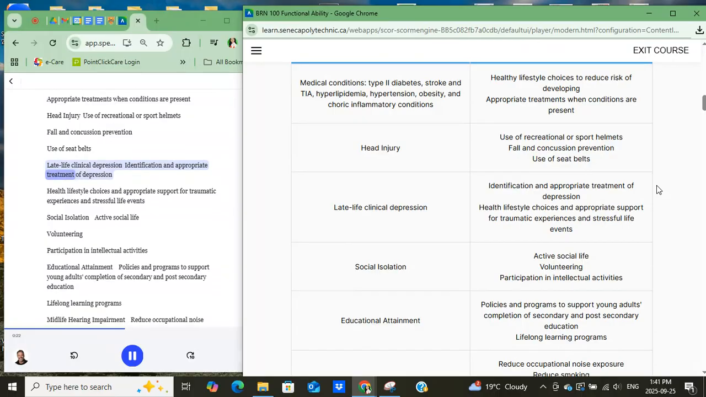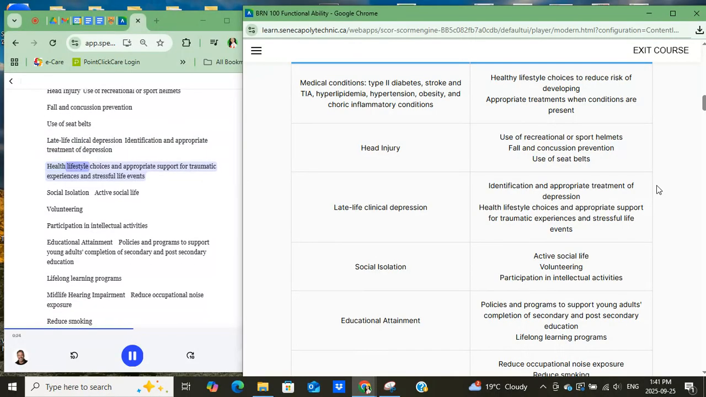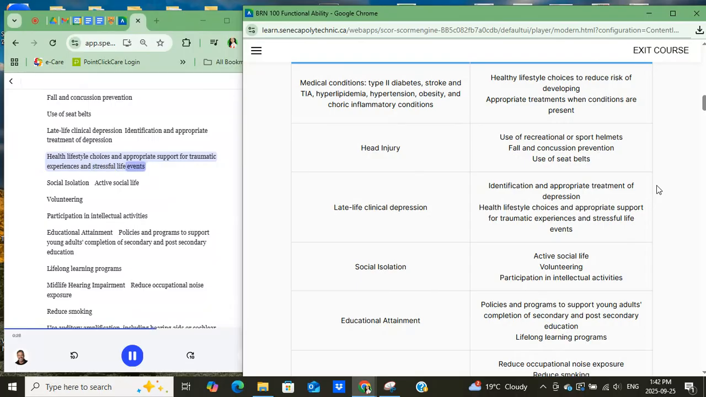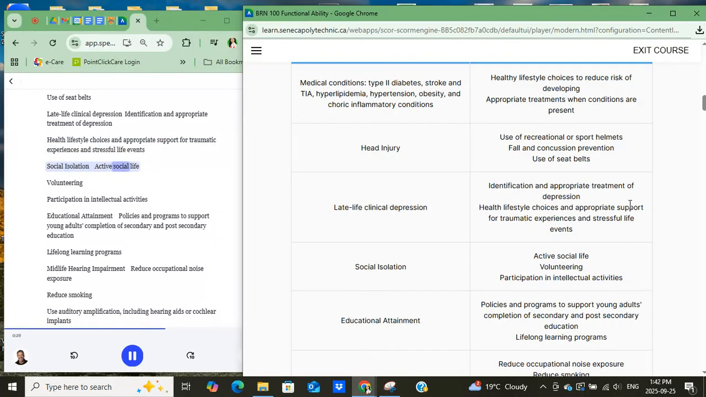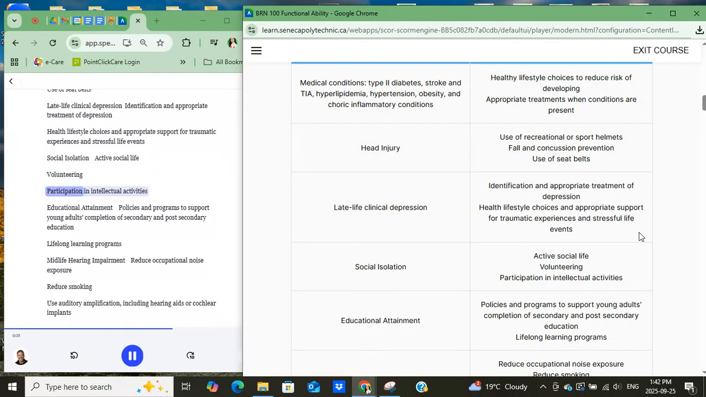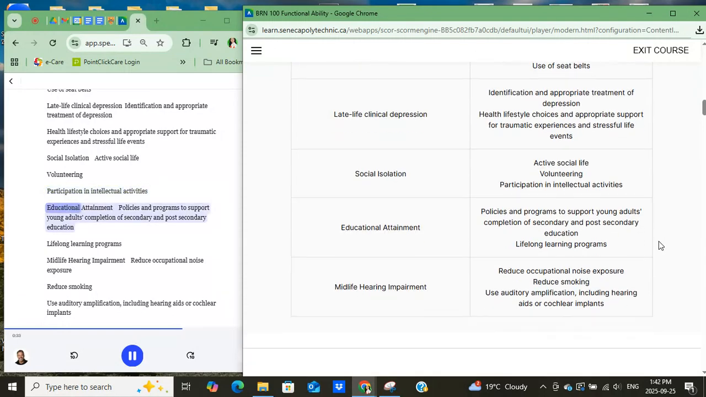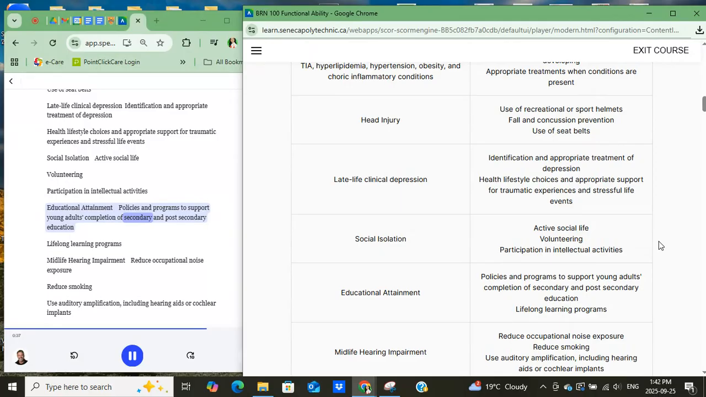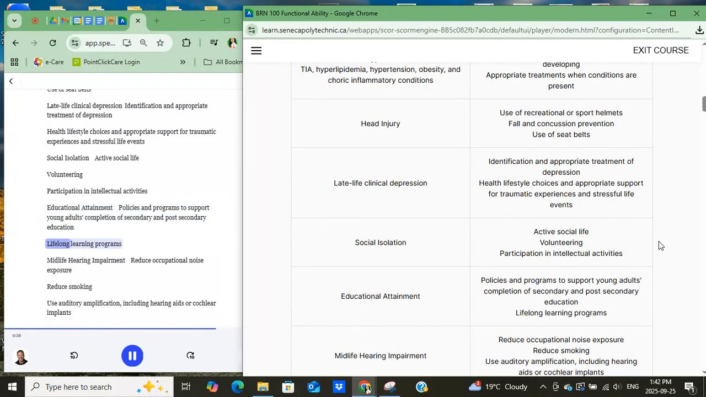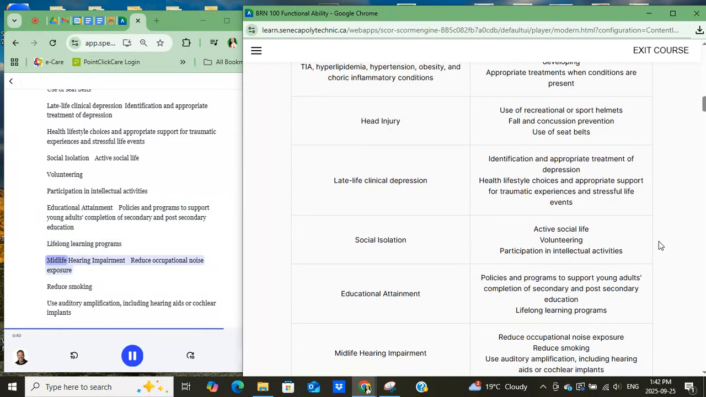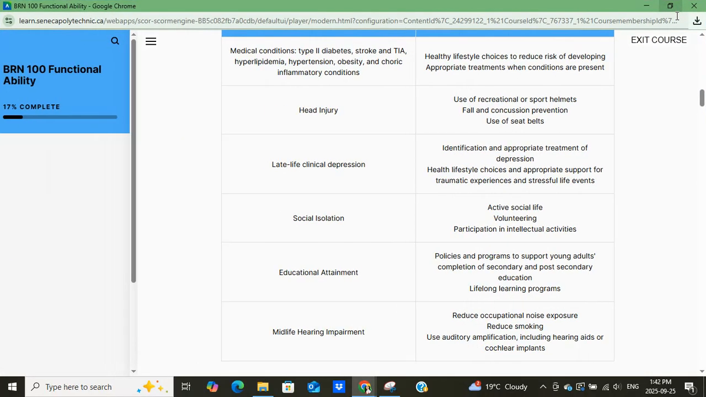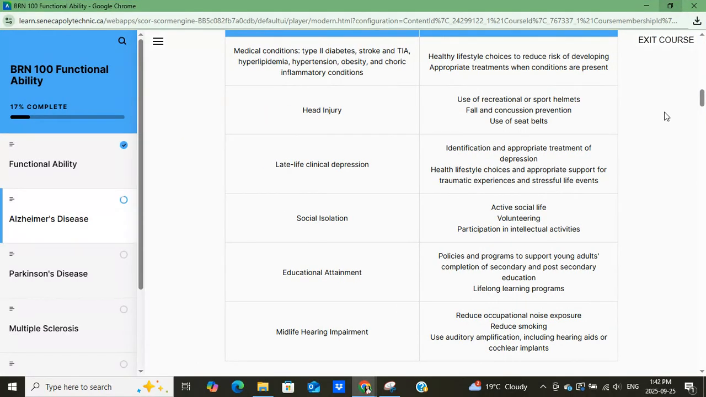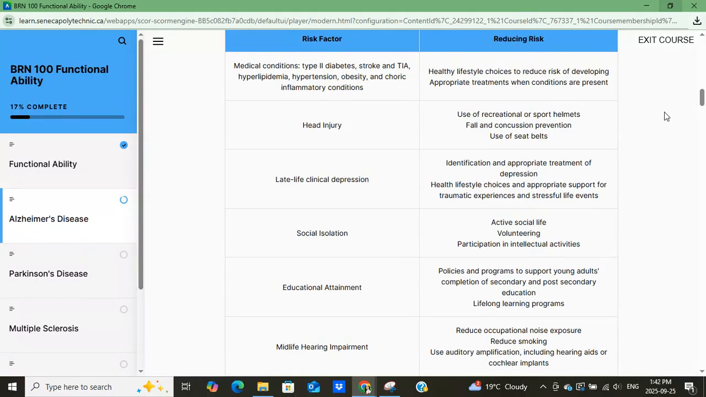Late life clinical depression: identification and appropriate treatment of depression, healthy lifestyle choices and appropriate support for traumatic experiences and stressful life events. Social isolation: active social life, volunteering, participation in intellectual activities. Educational attainment: policies and programs to support young adults' completion of secondary and post-secondary education, lifelong learning programs. Midlife hearing impairment: reduce occupational noise exposure, reduce smoking, use auditory amplification, including hearing aids or cochlear implants.